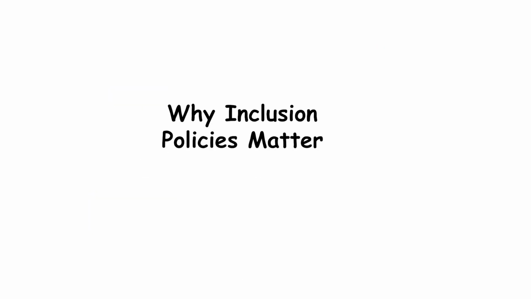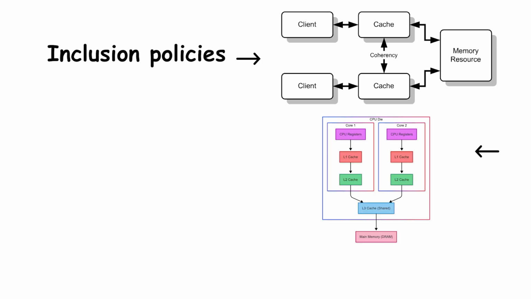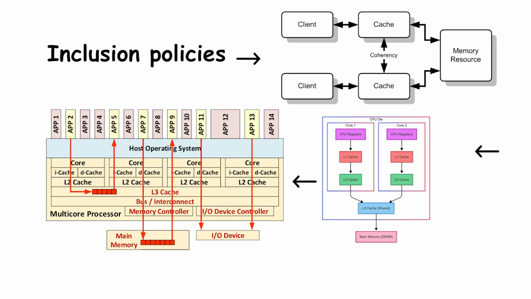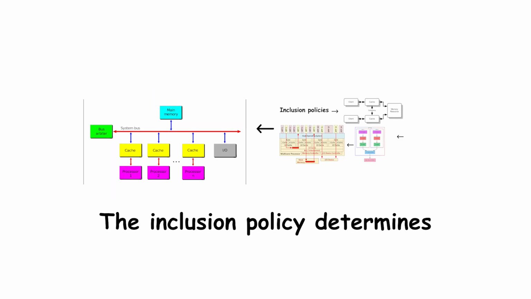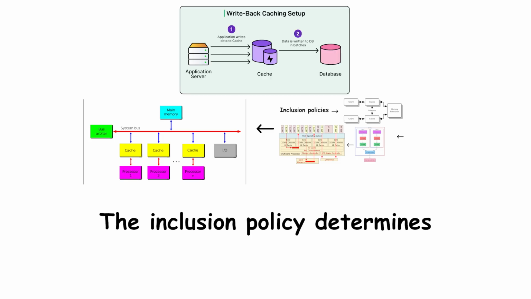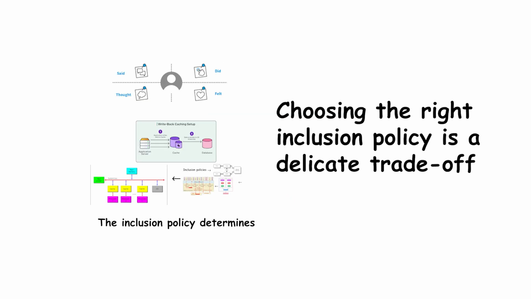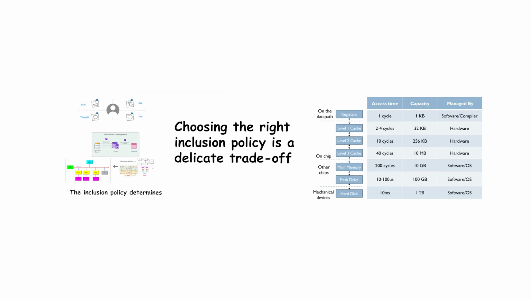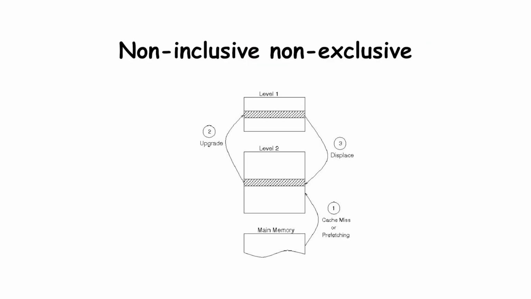Why inclusion policies matter. Inclusion policies directly affect cache coherence, which is how multiple cores keep their data consistent. In multi-core CPUs, several cores may access or modify the same memory address at once. The inclusion policy determines how those updates propagate between caches so that every core always sees the same, correct data. Choosing the right inclusion policy is a delicate trade-off. Inclusive hierarchies simplify communication but waste capacity. Exclusive ones use memory efficiently but demand more complex coordination. Non-inclusive systems sit in the middle, flexible, adaptive, and well-suited for modern, mixed workloads.